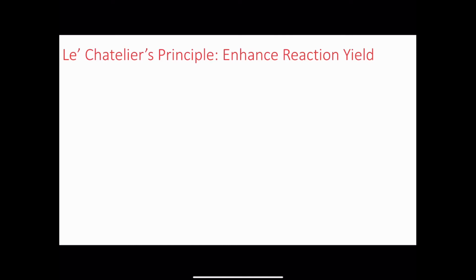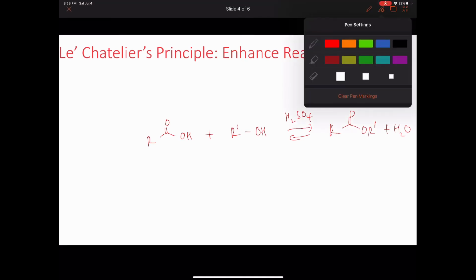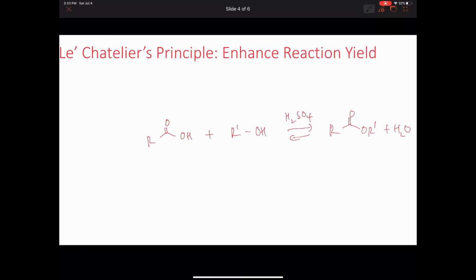Let's take a look at the general reaction scheme one more time. So we have the carboxylic acid react with the alcohol. We form the ester as a main product and water as a byproduct in the presence of the sulfuric acid as a catalyst. Well, as you can see, this is a reversible process because we have two-way arrows here. So this is a two-way reaction.